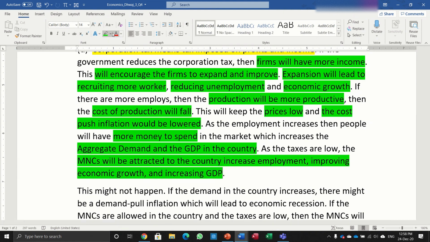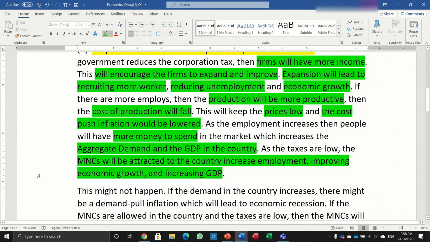So over here, look at this. I have written 4 points. First, the income will increase. Next, production will be more productive, and the chain that I've given. This will lead to low prices and cost push inflation would be lower. More employment, more money to spend in the market, and aggregate demand and GDP increases. MNCs will be attracted to the country, increase employment, improving economic growth.